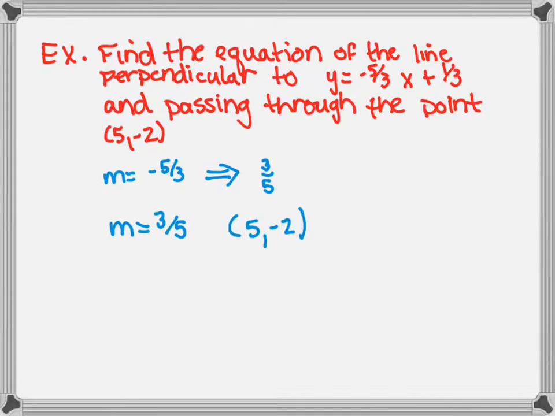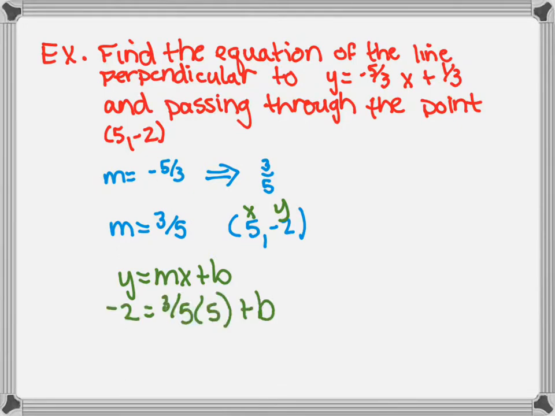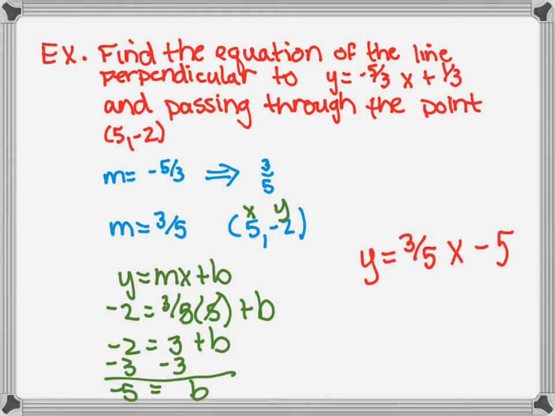Now we know it passes through the point 5, negative 2. So we can substitute 5 in for x and negative 2 in for y. Let's use y equals mx plus b and substitute in. Negative 2 equals 3/5 times 5 plus b, or negative 2 equals 3 plus b. Subtract 3, we have negative 5 equals b. So the equation of the line perpendicular to our original line and passing through the point 5, negative 2 is y equals 3/5 x minus 5.